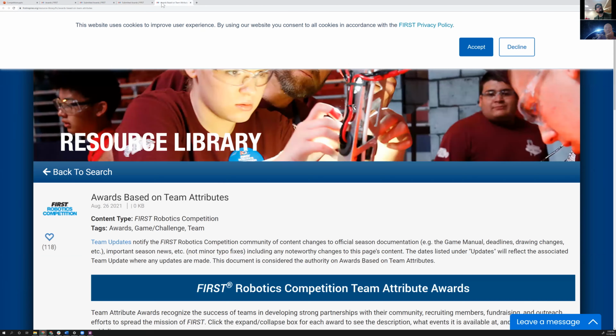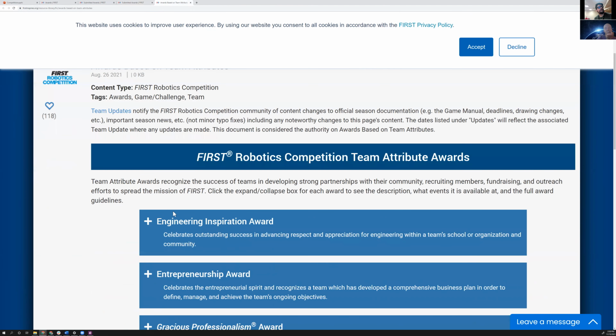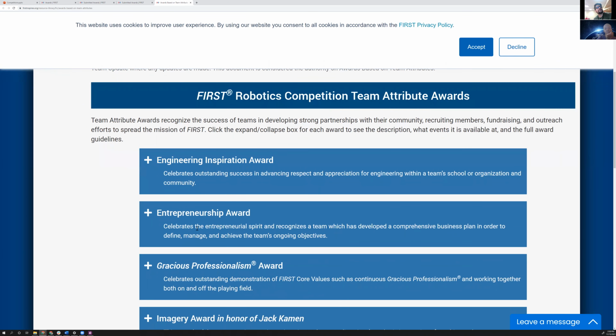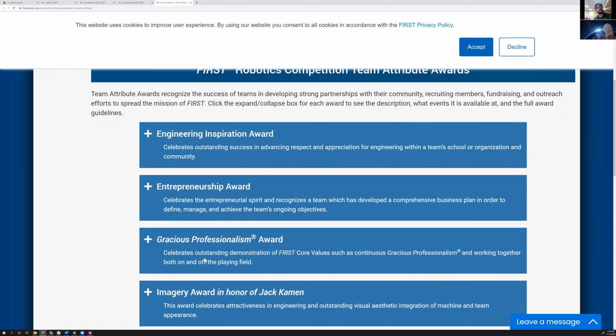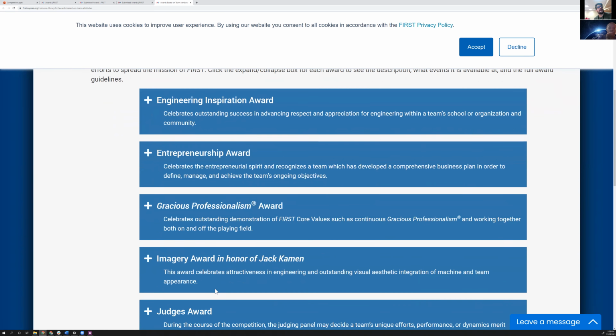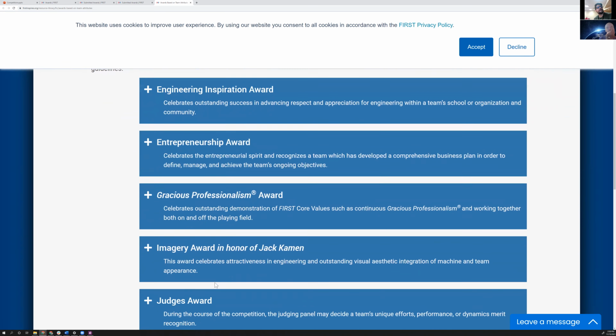And then if we look at the Engineering Inspiration Award, it hopefully celebrates outstanding success in advancing respect and appreciation for engineering within a team, school, or organization and community. And we can see the descriptions here for the Entrepreneurship Award. That was the one where we have to put together a business plan. Gracious Professionalism celebrates outstanding demonstration of FIRST core values. Imagery Award celebrates attractiveness in engineering.